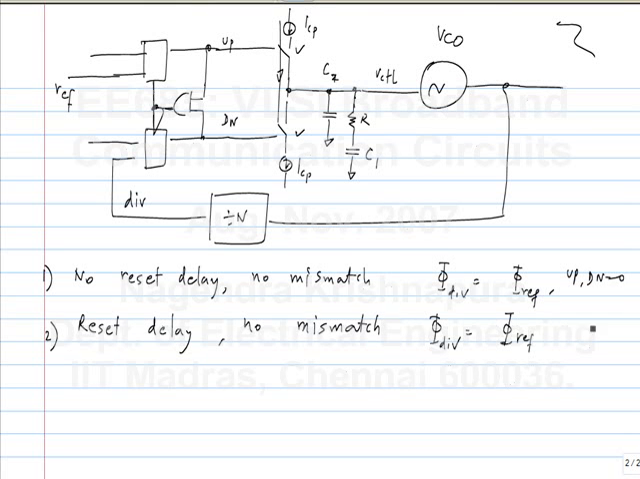Okay. Up and down are not necessarily 0, but they are high for the same duration. So the current is still 0. Okay. If I call this the current output of the phase detector, that is 0.